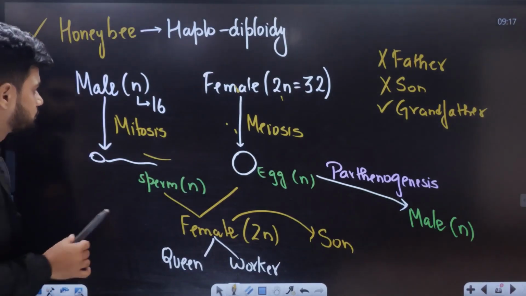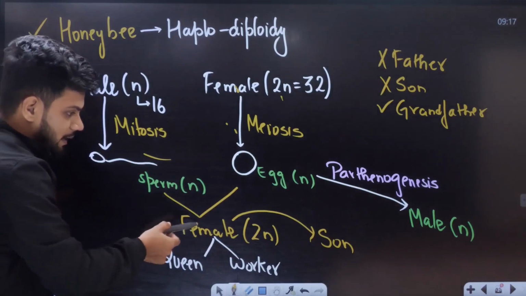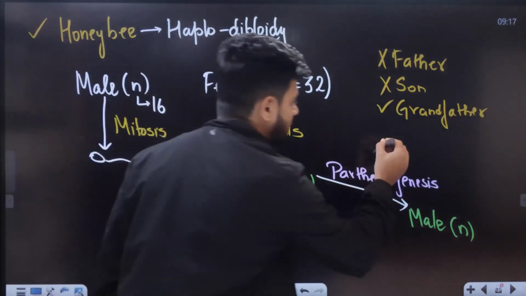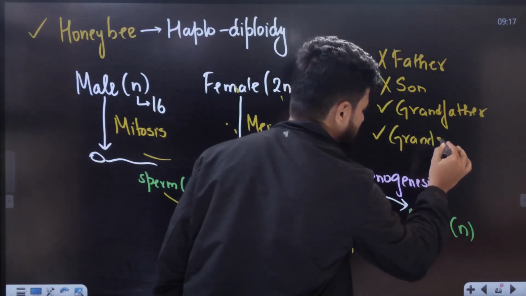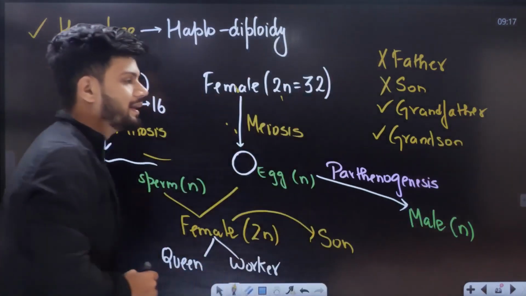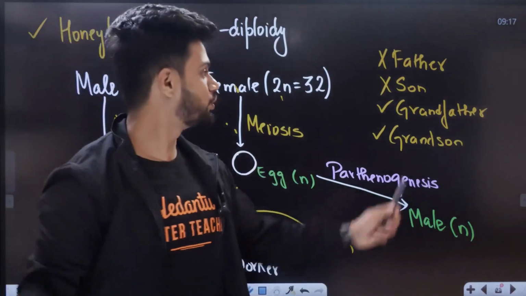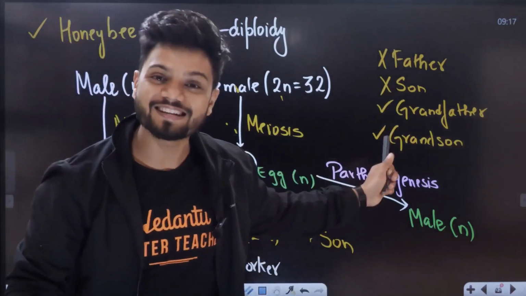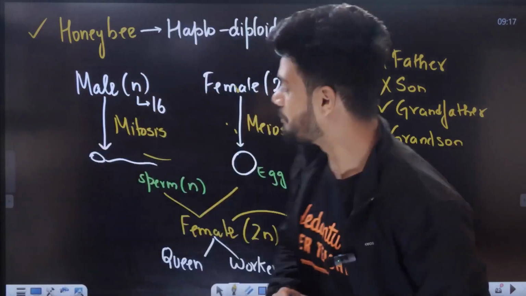Now tell me, students, this male is producing a female. This female is producing a son. So can I tell there will be a grandson? Yes, there will be a grandson. So in the case of your haplodiploidy, there is no father, there is no son, there is a grandson and grandfather. Amazing concept, no? Amazing. That is your haplodiploidy.